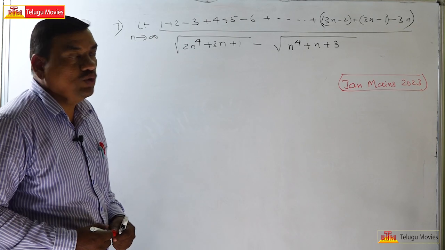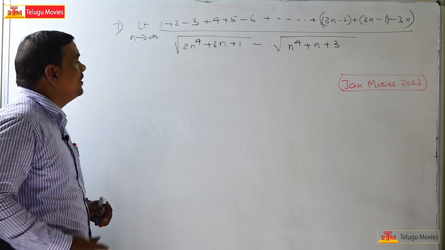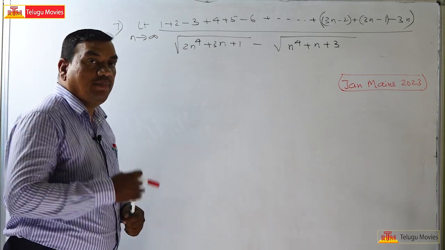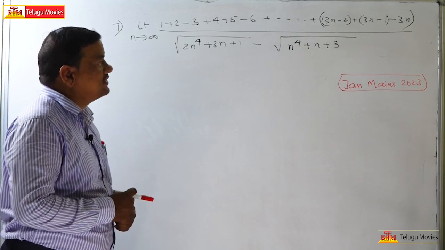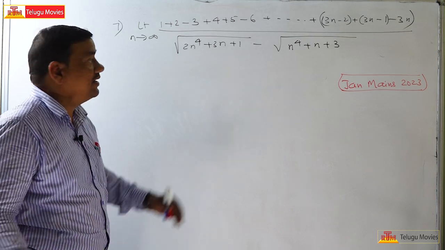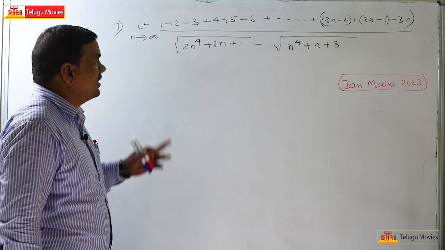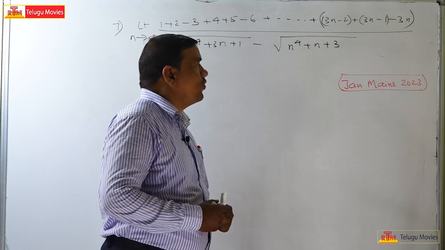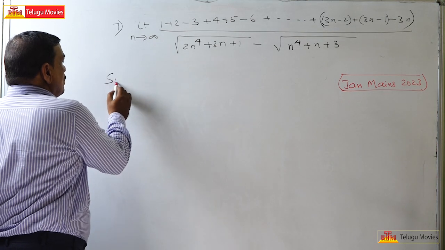Hi students, welcome to this problem. So this is a limit problem. Limit n tends to infinity, (1 plus 2 minus 3 plus 4 plus 5 minus 6 plus so on, 3n minus 2 plus 3n minus 1 minus 3n) divided by (root of 2n to the power of 4 plus 3n plus 1 minus root of n to the power of 4 plus n plus 3). Then how to solve this problem? So very easy to solve this.